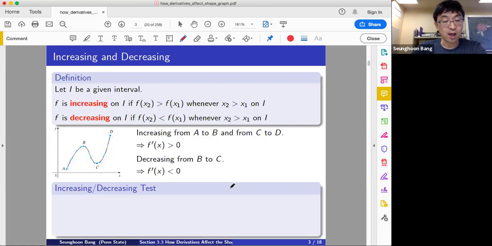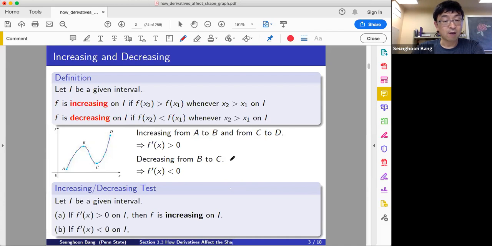So we have the increasing/decreasing test. Let I be a given interval. If f prime of x is positive, the function is increasing. If f prime of x is less than 0, f is decreasing on interval I. So we call this the increasing/decreasing test.